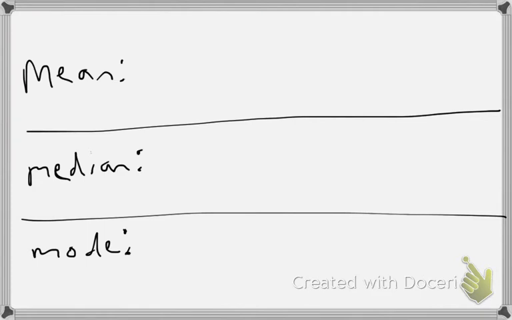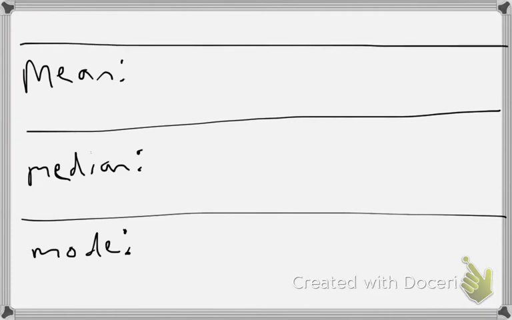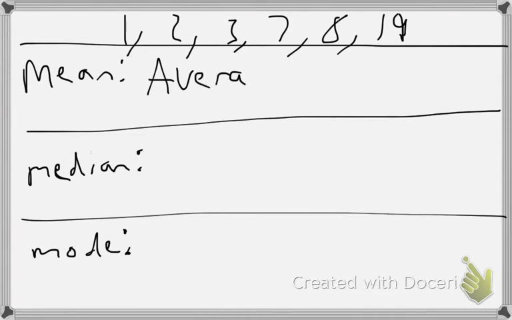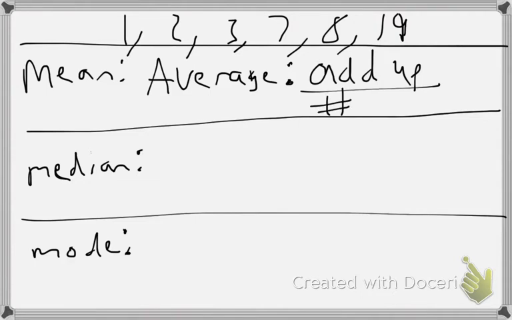So what's important about this is that it only matters if we write our numbers in order. So the first thing you always have to do on these problems is you write them in order from least to greatest. So I just wrote a few random numbers in order. So the mean is the average, otherwise known as what happens when you add them all up and then divide by how many you have, the number of numbers.